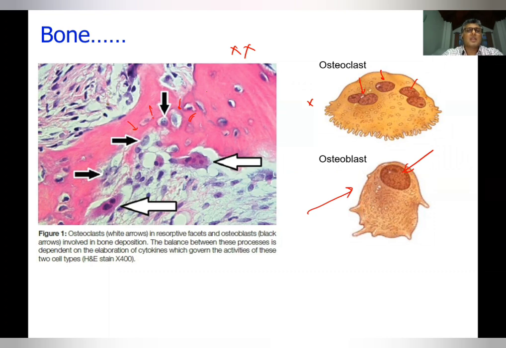So there are different hormones operating in the bloodstream. Some hormones like parathyroid hormone actually go and increase the osteoclastic activity. And there are other hormones like calcitonin, which reduce the osteoclastic activity and increase the osteoblastic activity. You will learn these things later.